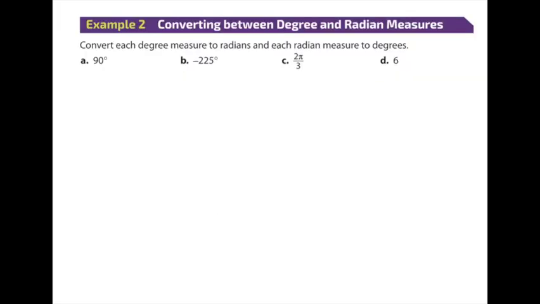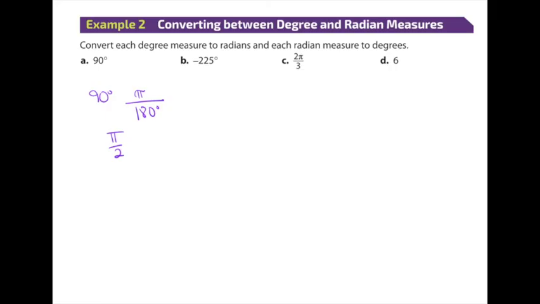So if you look at this example here, convert each degree measure to radians and each radian measure to degrees. You literally just do your conversion. So this first one that they've given us is in degrees. I know this because I have the little degree symbol, right? And so I have it in degrees. I want it in radians. That means what I'm trying to get rid of is going to be on bottom. What I want is on top. And you literally just multiply. So pi over 2.